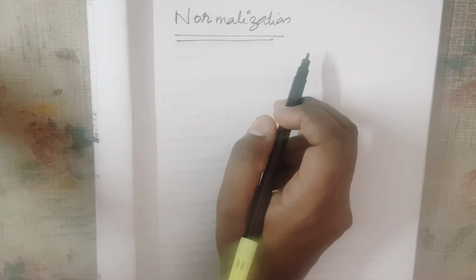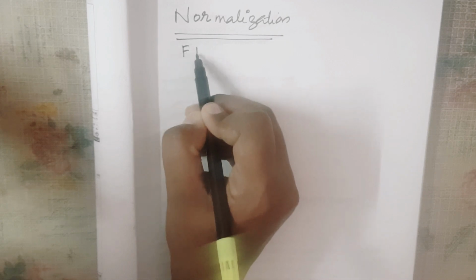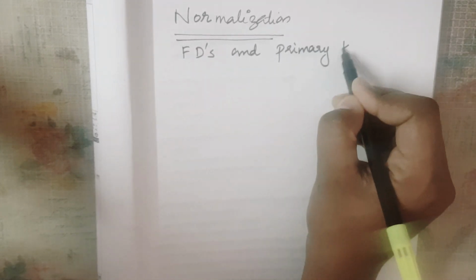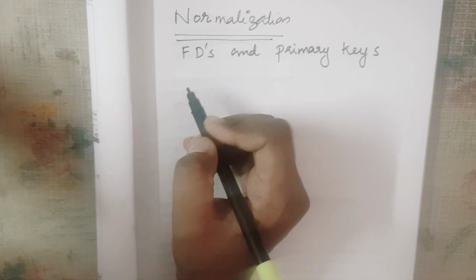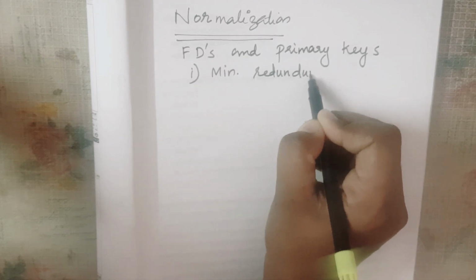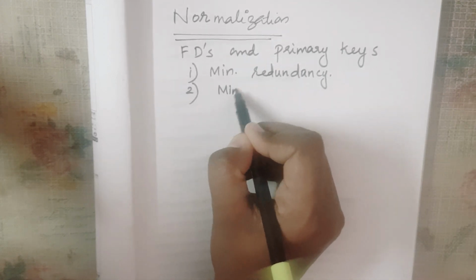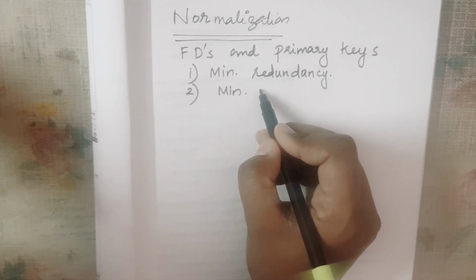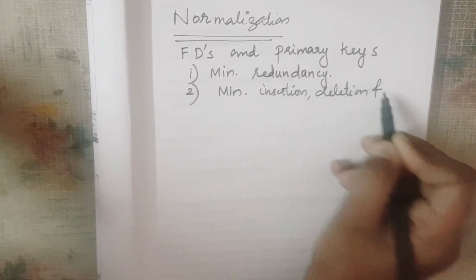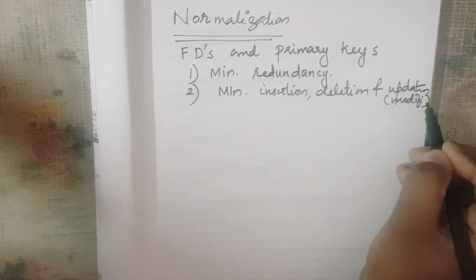The normalization of data is the process of analyzing the given relation schemas based on their functional dependencies and primary keys to achieve the desirable properties of minimizing redundancy, and the second one is to minimize the anomalies, different anomalies, that is insertion, deletion and updation or modification anomalies.